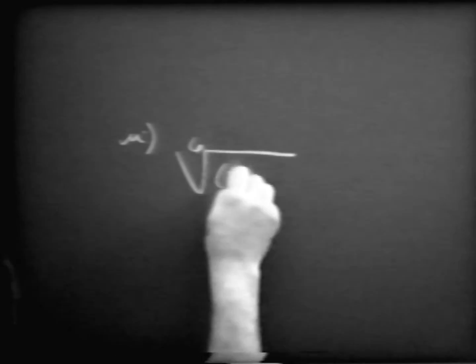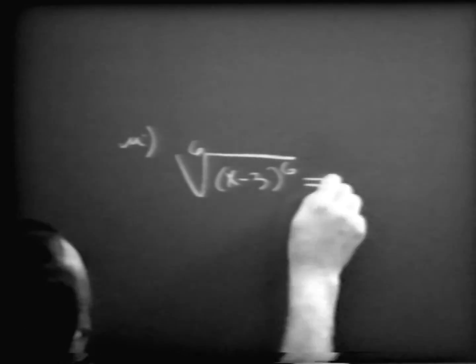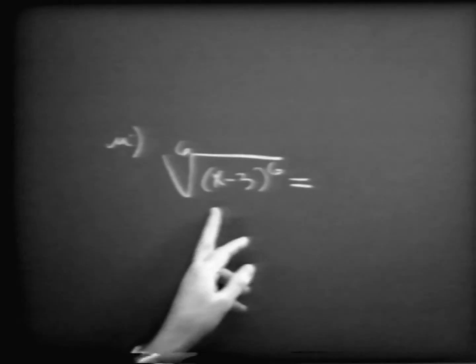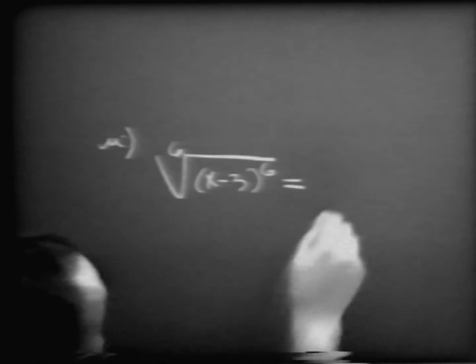Well, suppose we had a situation in which we had the sixth root of, now let me take an expression such as x minus 3 all to the sixth power. And going right back to the definition, how may we write this? The sixth root of x minus 3 all to the sixth power, Bob says, is x minus 3.